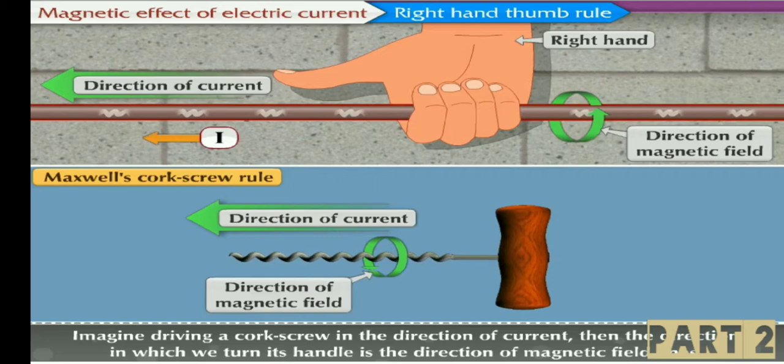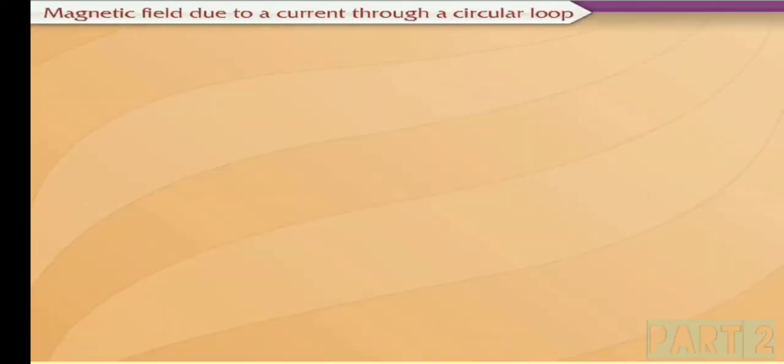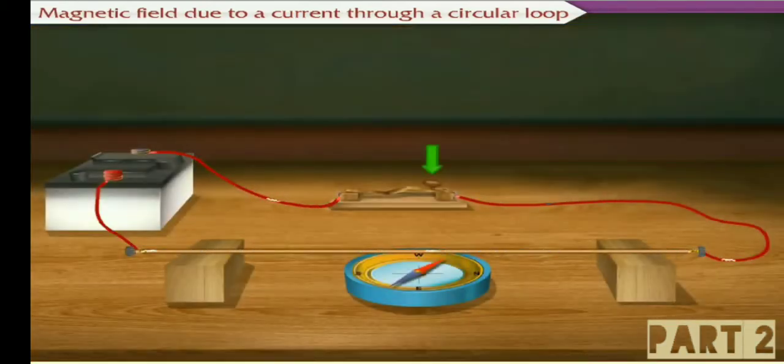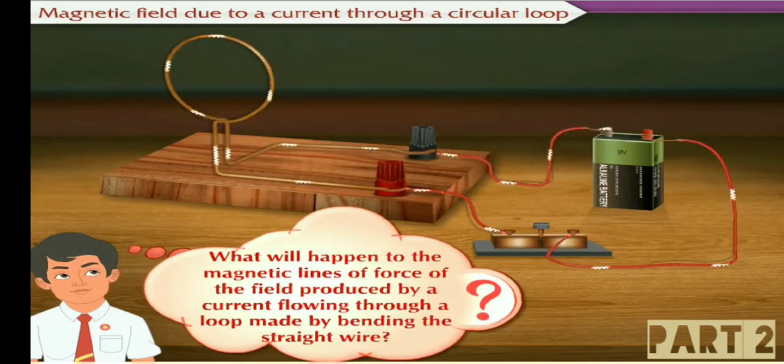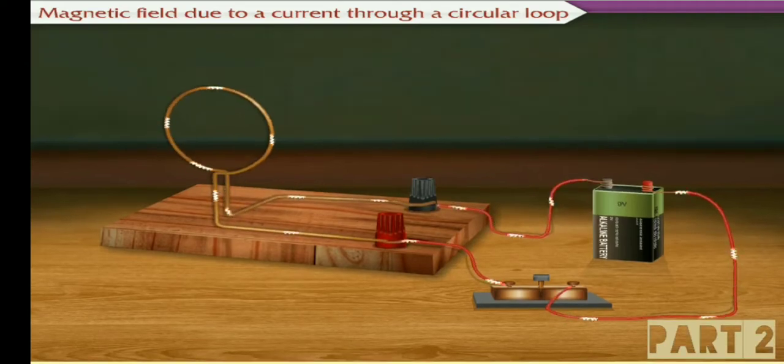Come, let us now study the magnetic field pattern produced around a circular loop. Magnetic field due to current through a circular loop. We have learnt about the magnetic lines of force of a magnetic field produced by a current flowing through a straight conductor. But do you know what will happen to the magnetic lines of force of the field produced by a current flowing through a loop made by bending the straight wire? Come, let us find out.